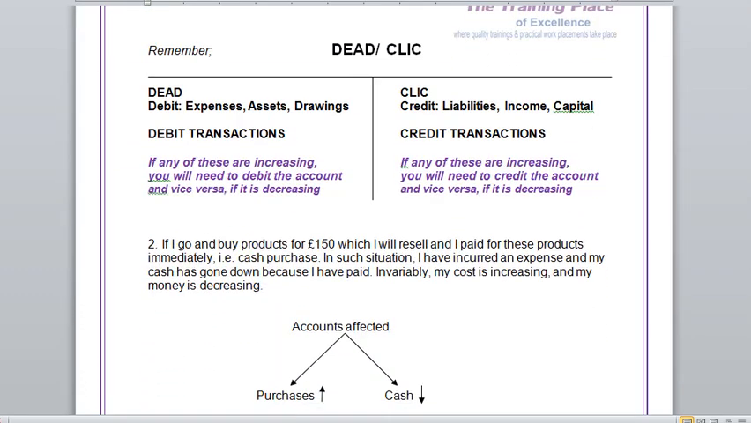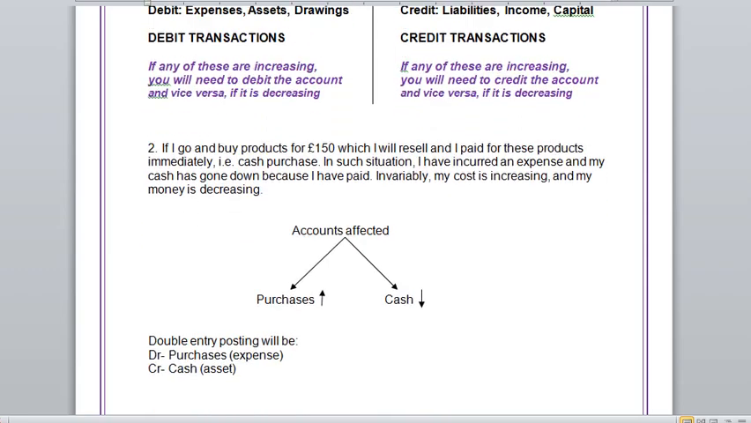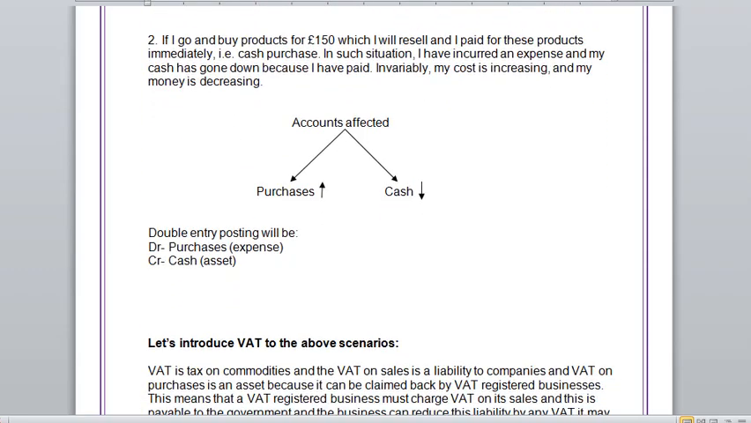Just a reminder, your DEAD-CLICK. I then say, if I go to buy products for £150, which I resell, and I paid for these products immediately, that is a cash purchase. In this situation, I have incurred an expense, and in this case as well, my cash has gone down because I've paid. Invariably, my cost increases and my money decreases.